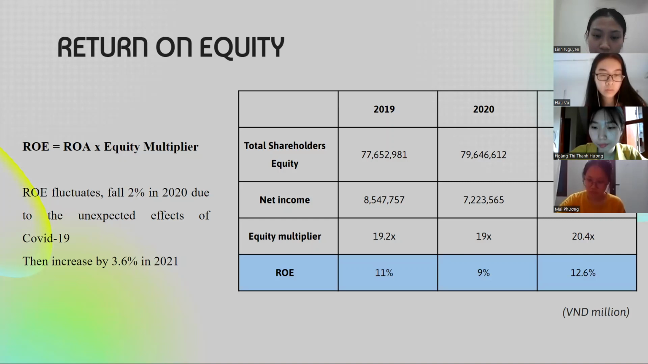And the table describes BIDV's total shareholder equity, net income, return on equity, and equity multiplier in the last 3 years. And it is easy to see a temporary decline in the net income, which may be related to the complex situation of the pandemic. The pandemic threatened the firm's growth and indirectly affected the net income of the bank. Return on equity was 12.6%, higher than 2020, but lower than in 2017 and 2018, the years before the pandemic.